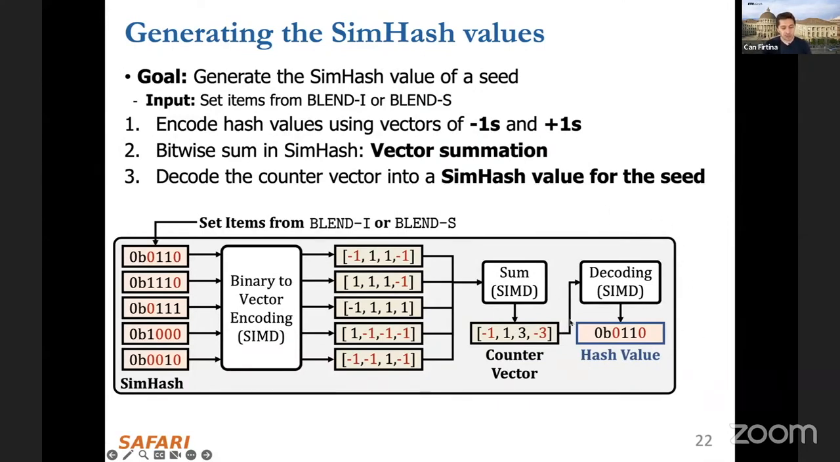This particular hash value that we generate for a seed would then have all the properties of the sim hash technique, meaning if we have two highly similar seeds, and you use the same set item extraction technique, which is either Blend I or Blend S, then the items that we are going to extract from these highly similar seeds are going to be also very similar to each other, leading to hopefully generating the same hash value so that we can find these fuzzy seed matches efficiently. Essentially, we use these hash values with the hash table either to store them or query them.